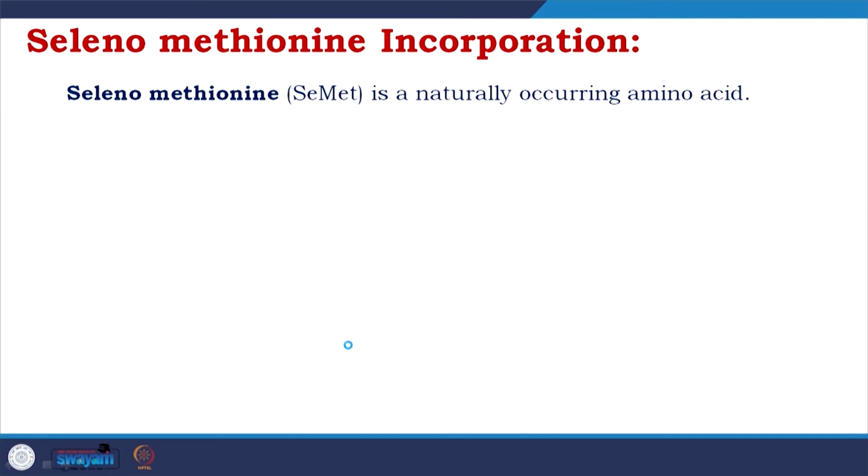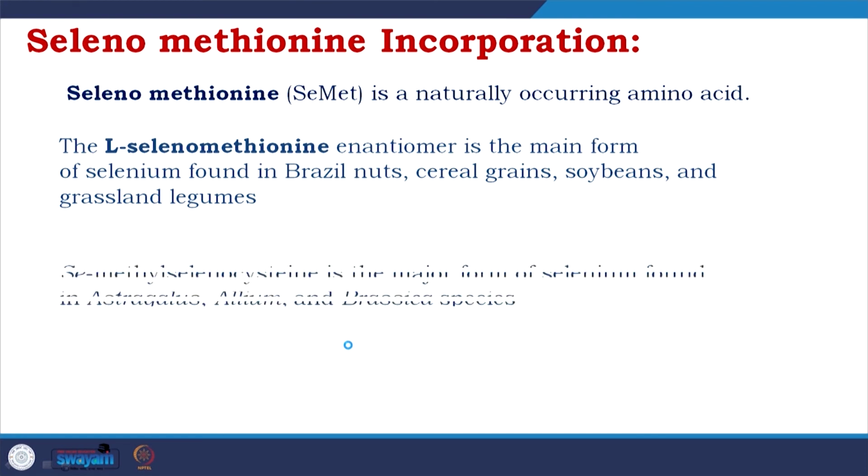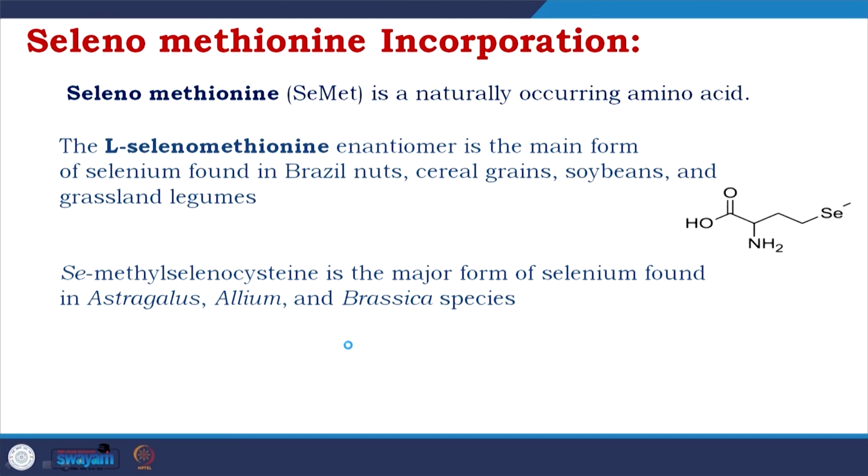So, as I told, it is a naturally occurring amino acid. The L-selenomethionine enantiomer is the main form of selenium found in Brazil nuts, cereal grains, soybeans and grassland legumes. Selenomethyl selenocysteine is the major form of selenium found in Astragalus, Allium and Brassica species. So, this is the structure, you see the sulfur is replaced by selenium.